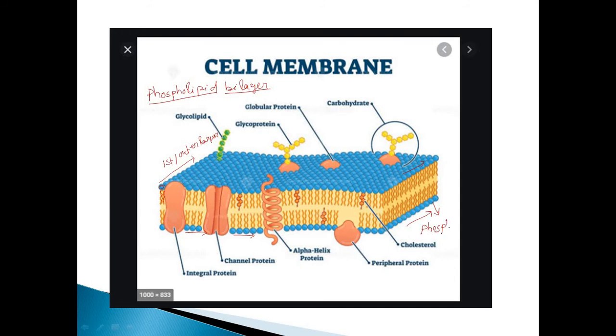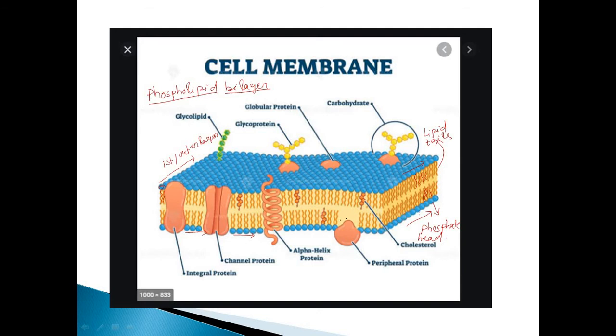Phosphate head, and these are the lipid tails, which are always present inside the membrane. These are hydrophobic, that is, water hating. The phosphate head is hydrophilic, which loves water. That's why the heads are always facing outside, towards the water, while the lipid tails are present inside and away from the water. And these are the proteins.